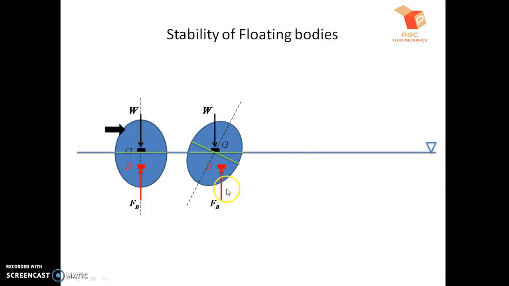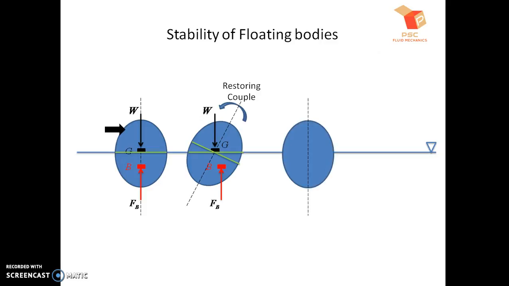This weight and buoyant force have different lines of action, and because of that they will form a couple. This buoyant force acting in the vertical direction and weight acting in the downward direction, in this position, will form a restoring couple. So it will form a couple in the anti-clockwise direction like this, and the body will come back to its original position. So this couple will be a restoring couple, and hence the body will be in stable equilibrium, we can say, because it is coming back to its original position.